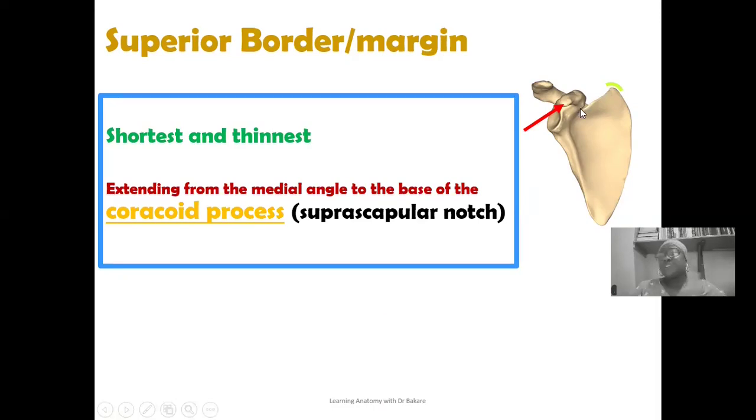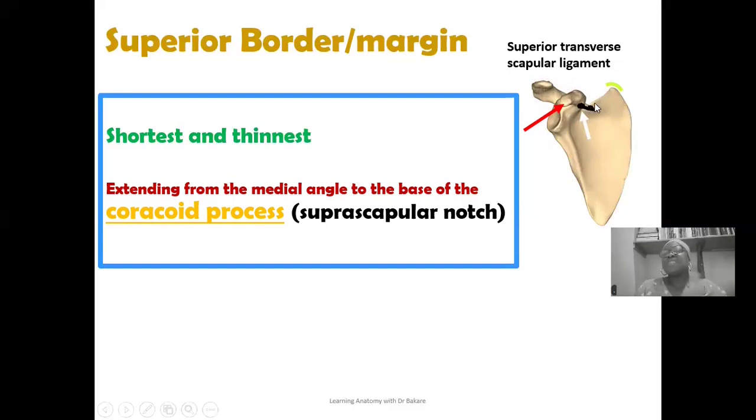So around the base of the coracoid process, we have an indentation that is referred to as the suprascapular notch. This is what is arrowed here in white. The suprascapular notch is an indentation that is created just around the base of the coracoid process. This notch is transformed into a foramen by the superior transverse scapular ligament. This ligament is what is highlighted here in black.